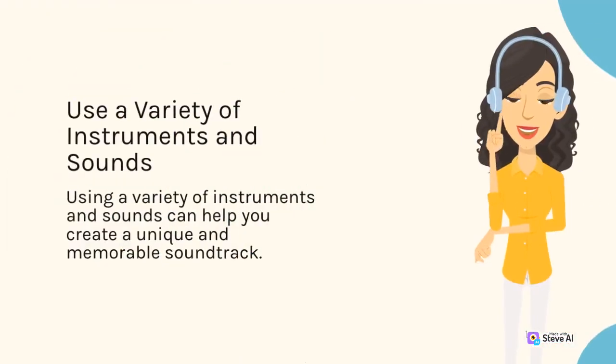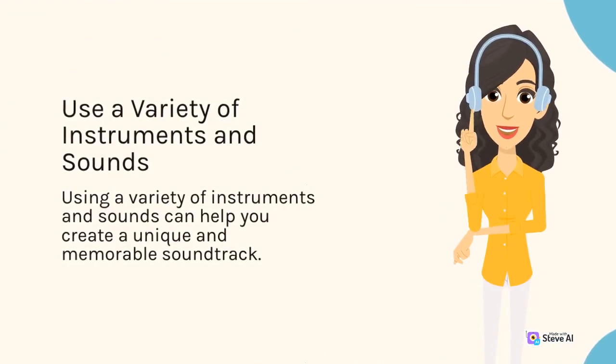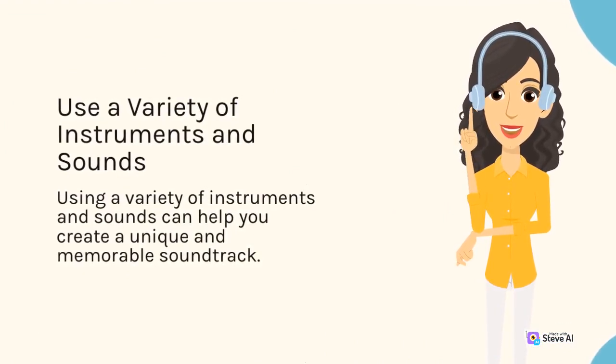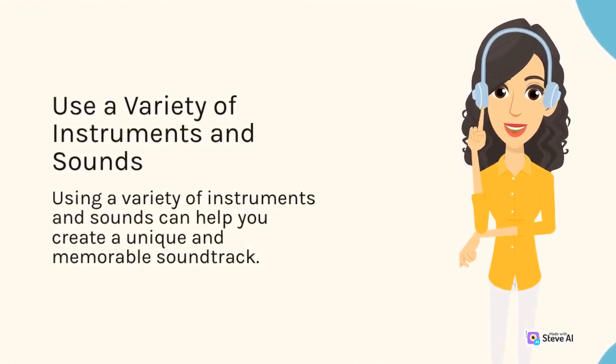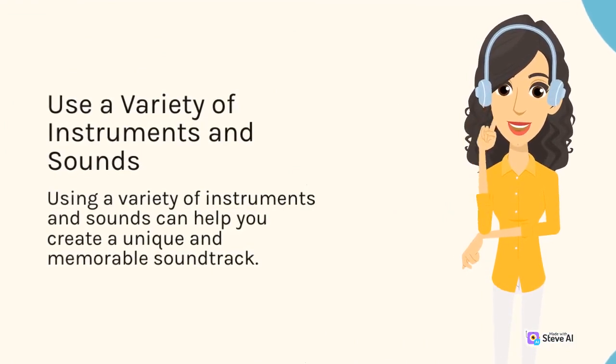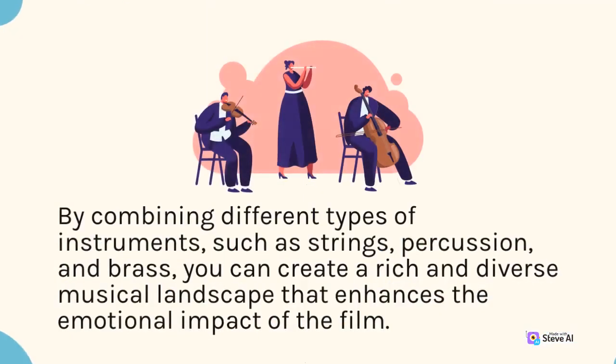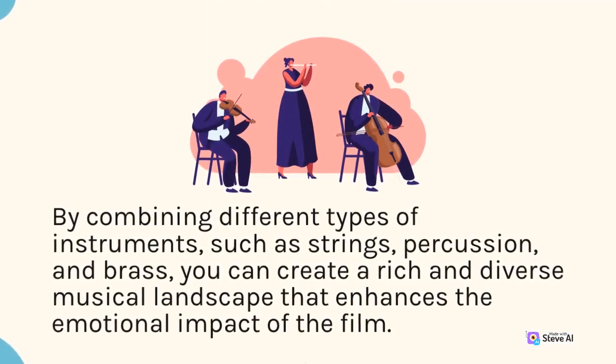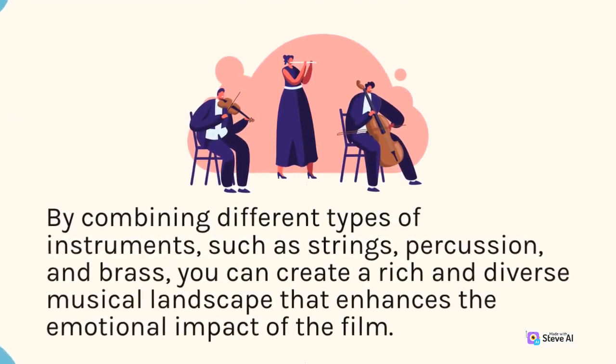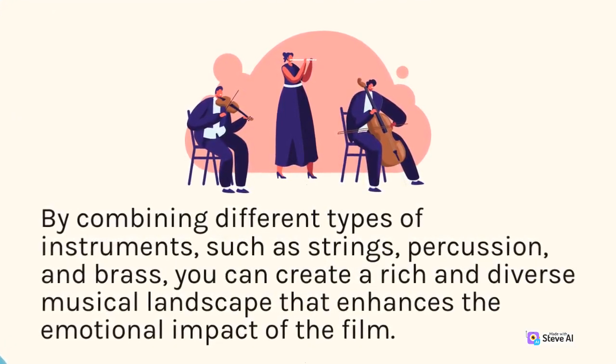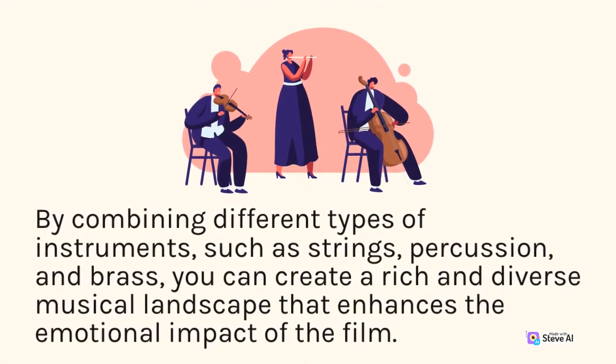Use a variety of instruments and sounds. Using a variety of instruments and sounds can help you create a unique and memorable soundtrack. By combining different types of instruments, such as strings, percussion, and brass, you can create a rich and diverse musical landscape that enhances the emotional impact of the film.